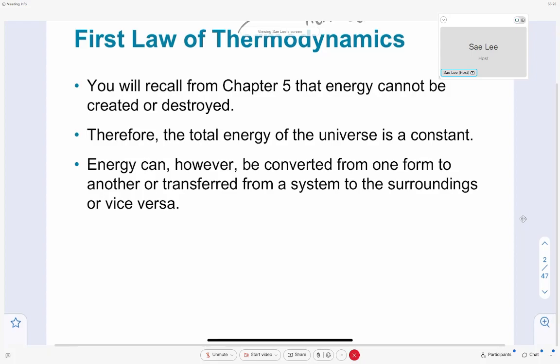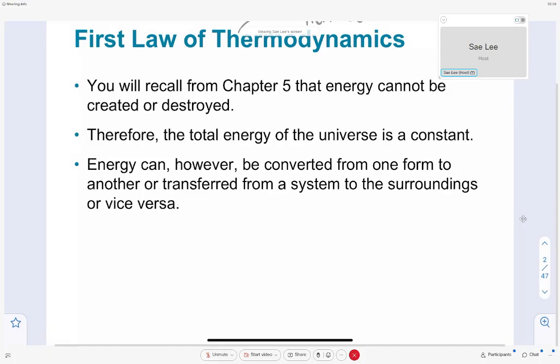If you can recall from General Chemistry 1 course, in chapter 5, you've learned about thermochemistry. You've learned about energy, the first law of thermodynamics and the concepts of enthalpy. Hopefully you guys can recall. The first law of thermodynamics states that energy can neither be created nor destroyed. You've also learned that energy can be converted from one form to another, and transferred from a system to surroundings or surroundings to a system.